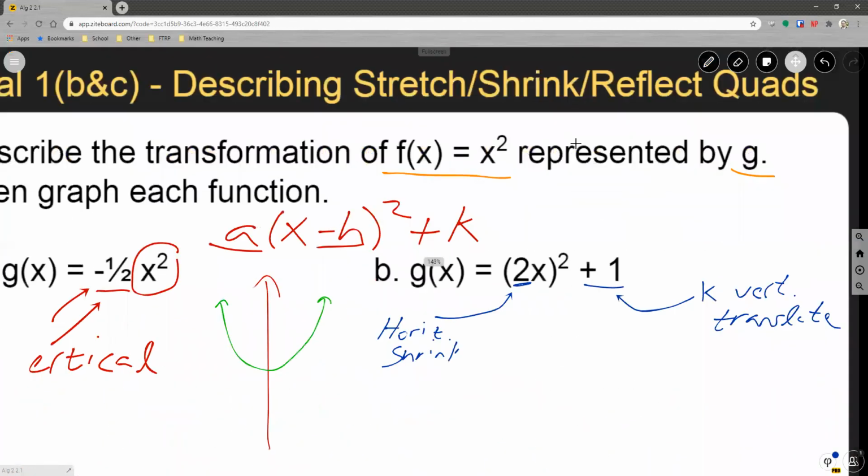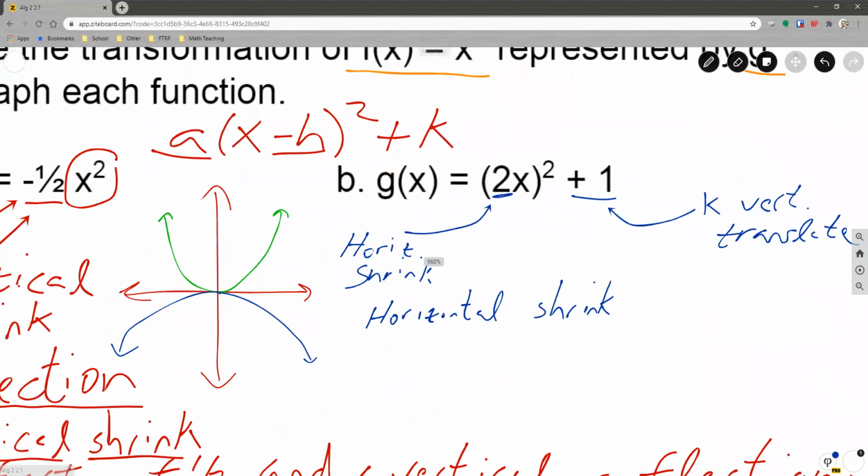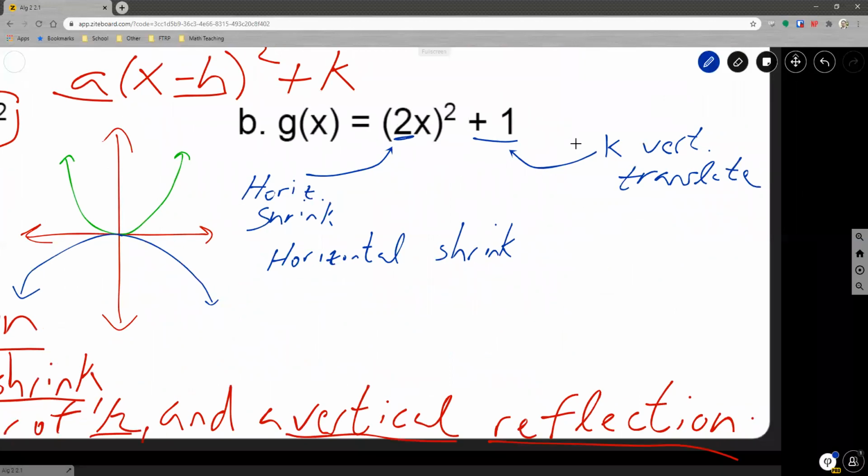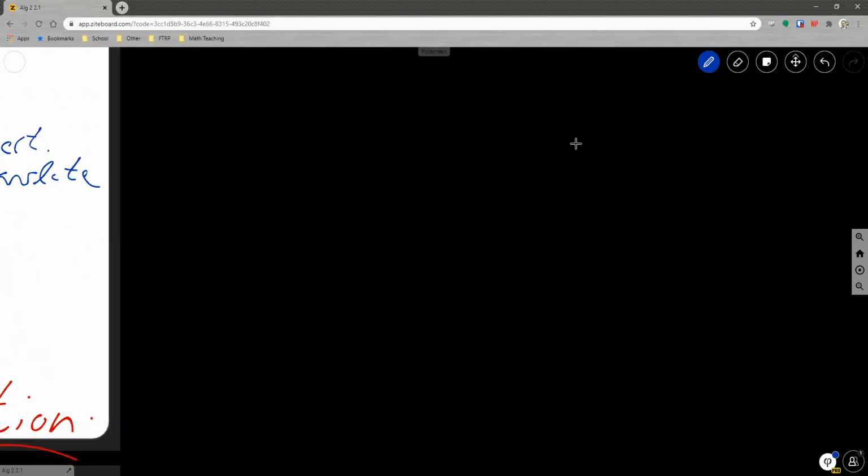It's not mentioned, but if it's a horizontal shrink, remember, we're always working with the reciprocal. So even though this value is a 2, we know it's going to be a horizontal shrink. So I'm going to take the reciprocal of 2. So it's going to be a horizontal shrink by the reciprocal of 2, which if I want to take the reciprocal of 2, I can always do that over here really quick.